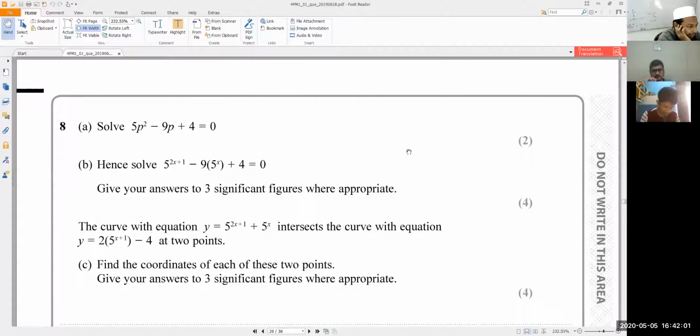Solve 5p square minus 9p plus 4. Yes, sir. First it looks like a simple quadratic equation. Just split the middle term. And so what is the p value? Can you tell?